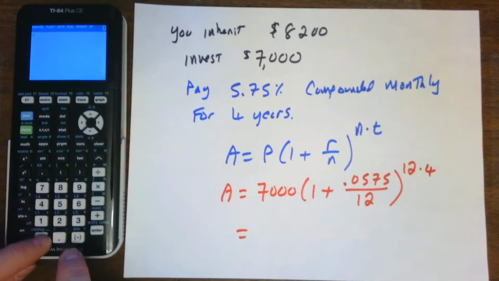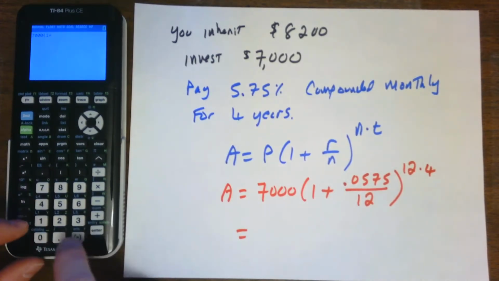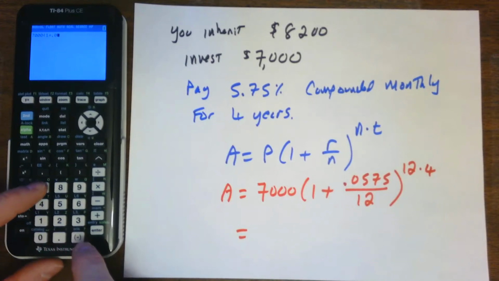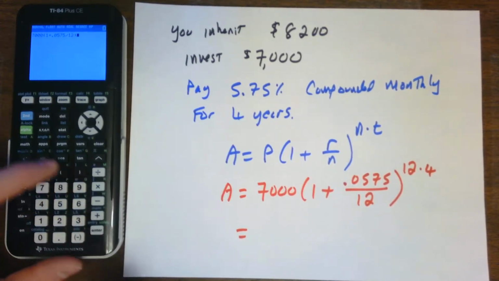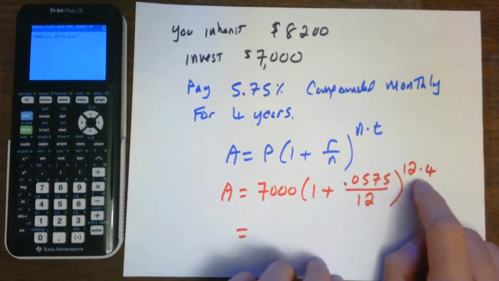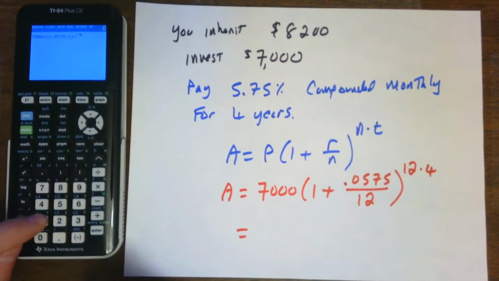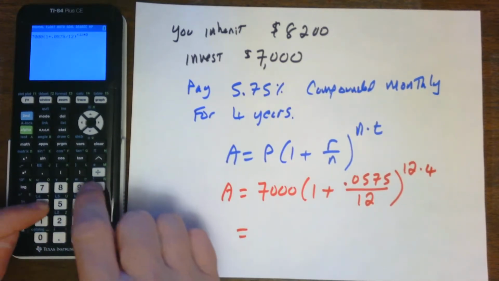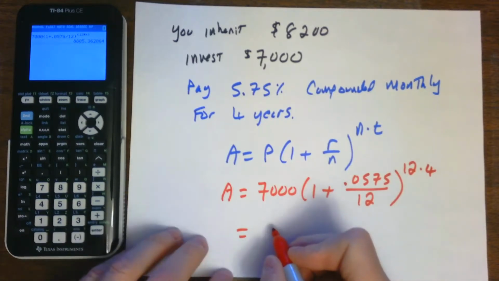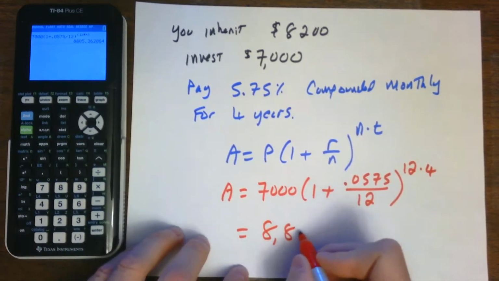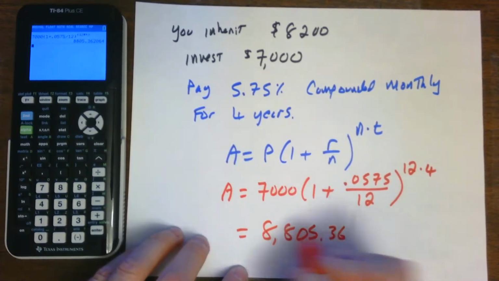So let's see, 7,000, open parentheses, 1 plus 0.0575 divided by 12, close parentheses, to the power of, and again, be careful, make sure this whole thing's in the exponent. I'm going to open parentheses, 12 times 4, close parentheses, equals, and my investment after 4 years is worth $8,805, round to the nearest penny, and 36 cents.